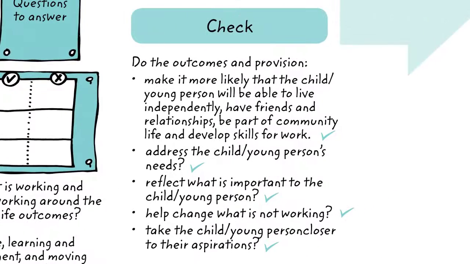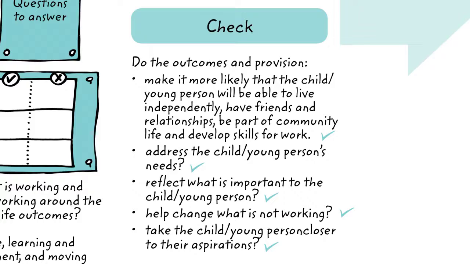You can check the outcomes using the following process. Will achieving this outcome prepare the child or young person to move forward and make it more likely that they can live independently, have friends, be part of community life and have paid work? Would achieving this outcome address the child or young person's needs? Does this outcome reflect what's important to them? Does this outcome help change what's not working? And will achieving this outcome take the child or young person closer to their aspirations?